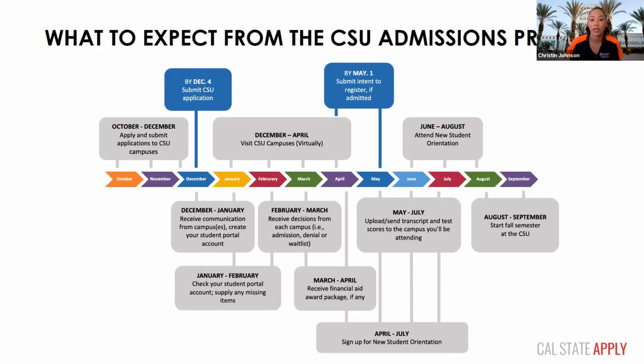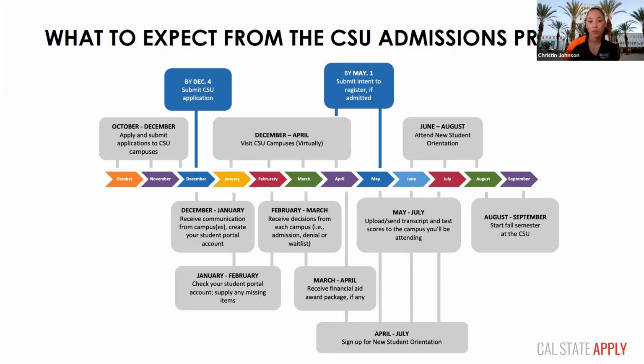It's super important that you check your student portal for the campus you apply to, as well as your university email, because this is how they will communicate with you regarding your application and any documents you need to submit to the campus. After you apply, please be on the lookout for that communication from the school. Then January through February, it's very important that you're checking your portal and submitting any missing documents. And I forgot to mention, the deadline to apply is December 4th. That's the last day to apply.